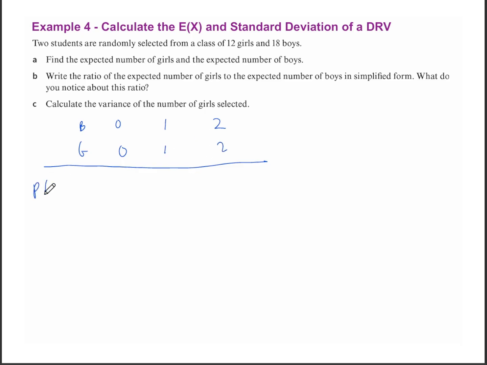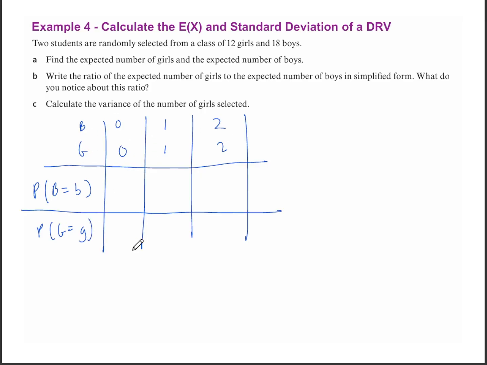And then we have our p of b equals b and p of g equals g. The small g representing the values 0, 1, and 2, depending on which column it's in. Because it's a selection, we're going to find our probability through that selection. There are 2 selected. First, you want to find the total possible selections from a total of 30 people, which is just going to be 30 C2. This gives us 435. So that will be our total possible selections.